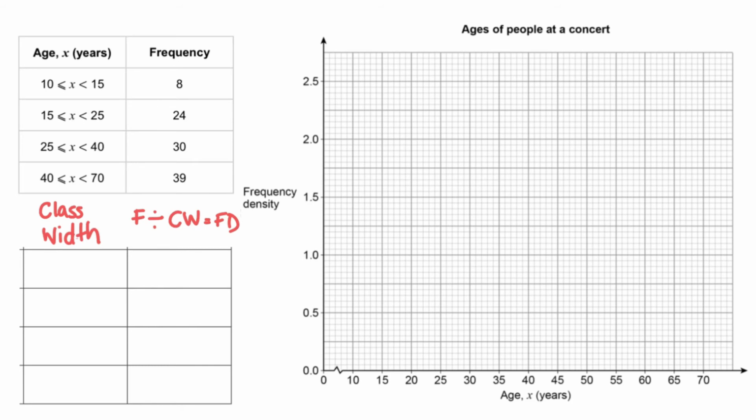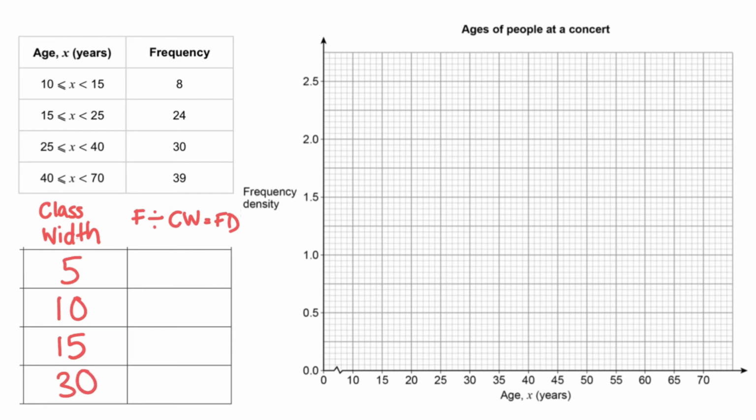So to draw this histogram, we're going to need a column for class width and we're going to need a column for frequency density. So the class width from 10 to 15 years is 5, from 15 to 25 is 10, from 25 to 40 is 15, and from 40 to 70 is 30.